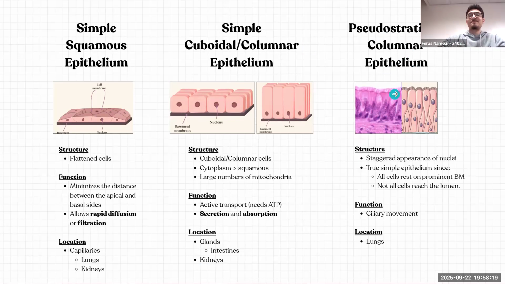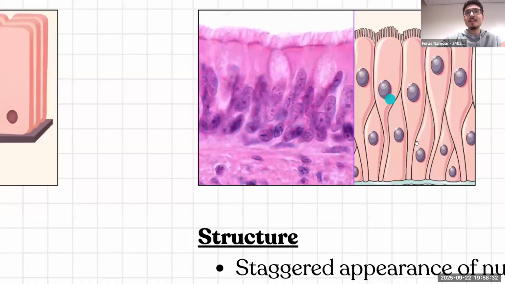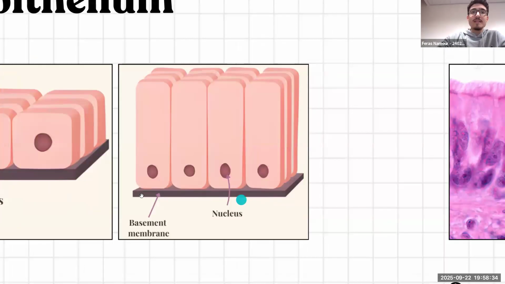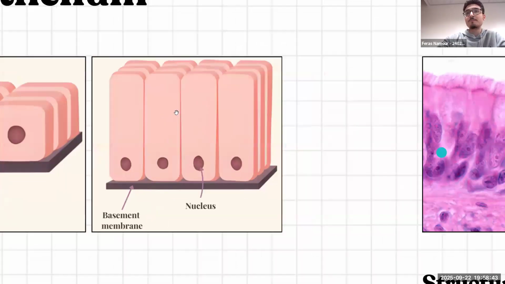Pseudostratified columnar epithelium. This is a tricky one. Stratified, we said, is multiple layers of cells. When I'm talking about pseudo, it means fake layering. What am I talking about here? Let's look here. This is my basement membrane, and on top of it is my epithelium, right? If I have one layer of cells, all of them connected to my basement membrane, it's called simple epithelium.